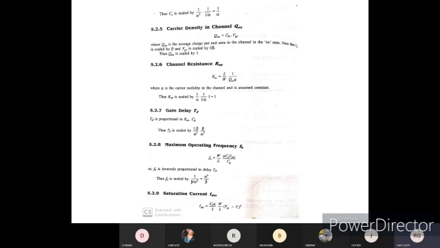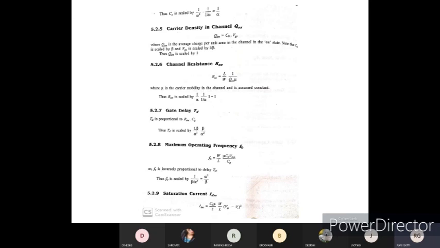The next one is carrier density in channel, Q1. The carrier density in channel Q1 is nothing but C naught into VGS. We know that C naught will be beta, and VGS is 1 by alpha because it is a constant voltage supply. We know that the constant voltage supply will be scaled by using a beta. Therefore C naught is equal to beta into 1 by beta. So both the betas will cancel out, and you'll be getting 1.